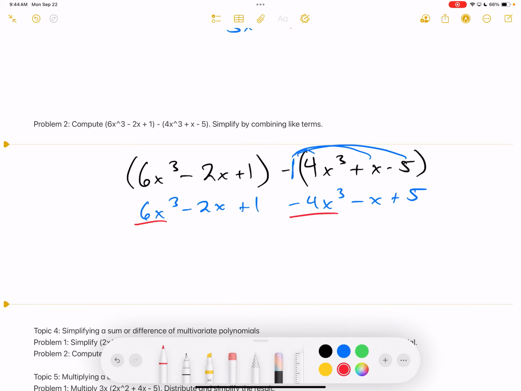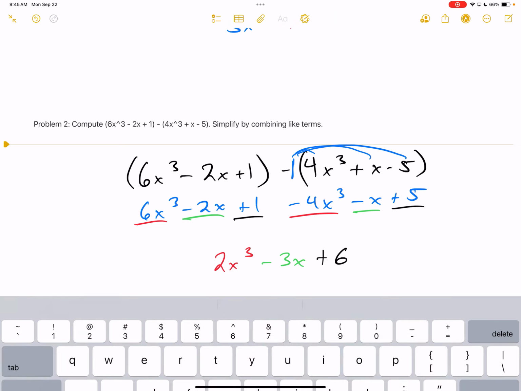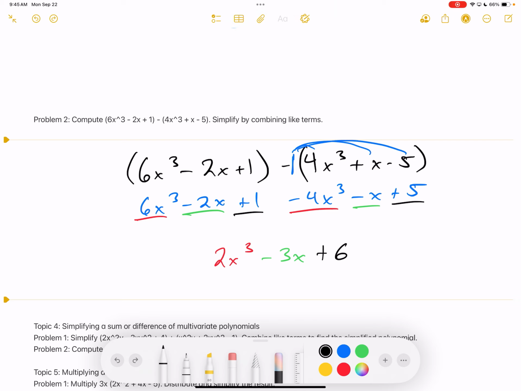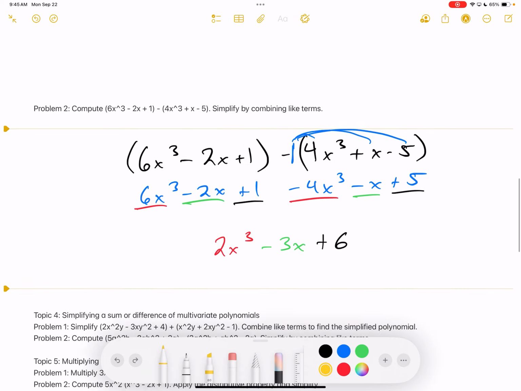So 6x cubed minus 4x cubed would be 2x cubed. -2x minus x would be -3x. And 1 plus 5 would be 6. Okay. So when it's subtraction, I would rewrite the second one, the one with the minus. I just change all the signs in there because that makes it so you don't have to do minus negative. If I didn't do that, I'd have to do 1 minus a -5. 1 minus a negative becomes plus, so that's 6, but I don't want to have to think about signs and things like that. So if you just rewrite this by distributing the negative through it, it makes it so much easier.